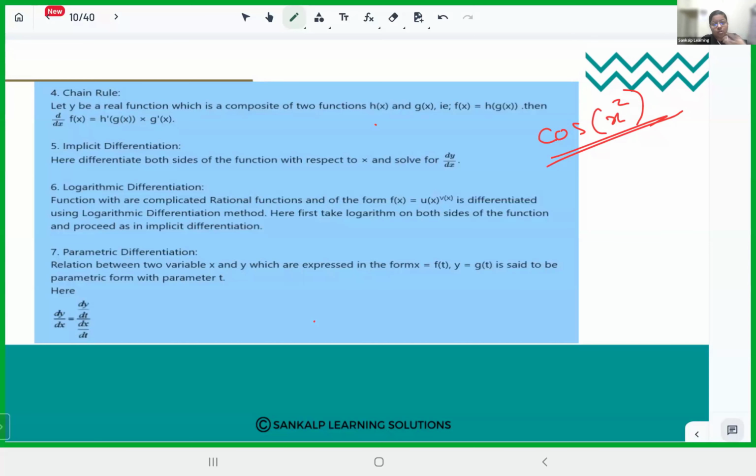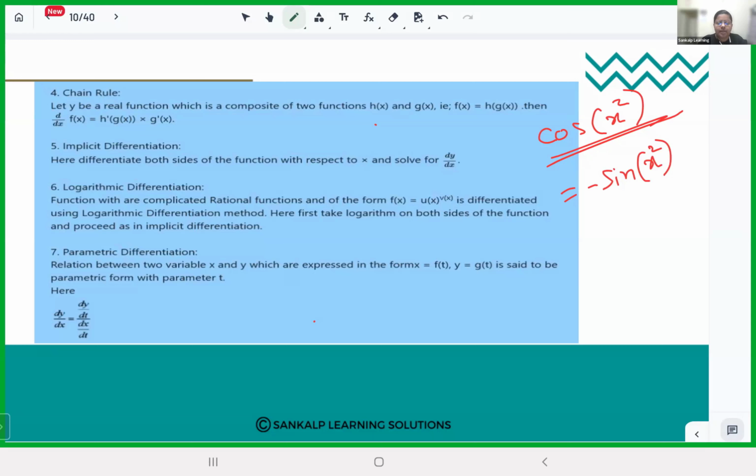So what is the derivative of cos x square? It will be minus sin x square, because in the place of x it is x square. So you have to write that x square itself. But you should not stop there.